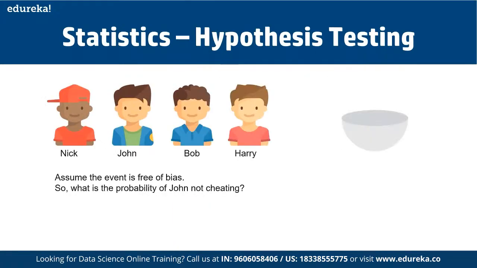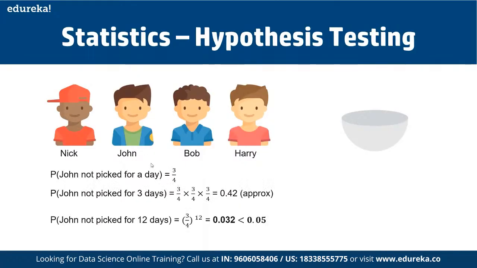Let's say the event is free of bias here. What is the probability of John not cheating when the serial is being distributed? The probability of John not being picked for a day is 3 out of 4. John not picked for 3 days is 3/4 times 3/4 times 3/4, which is about 0.42. And the probability of John not being picked for 12 days is (3/4) to the power of 12, which is about 0.032, which is less than 0.05.